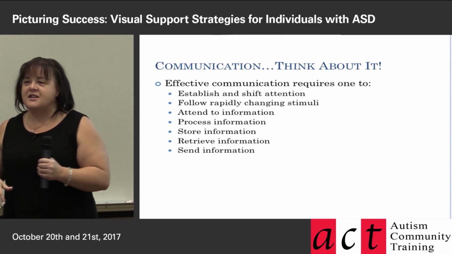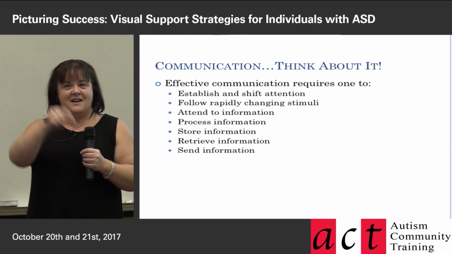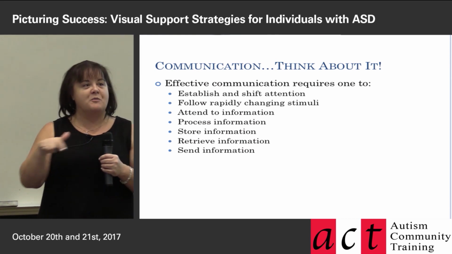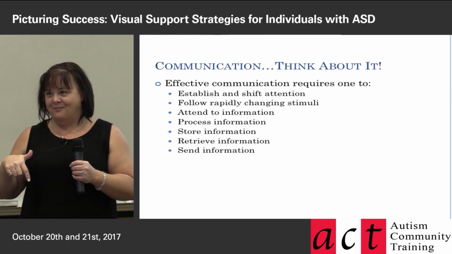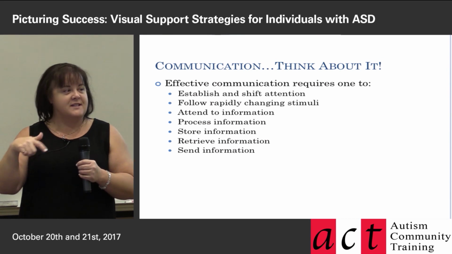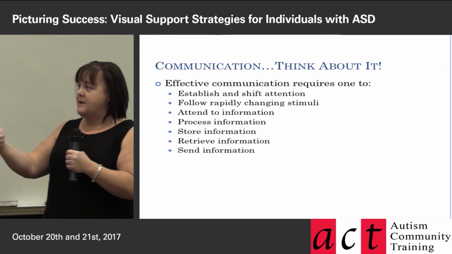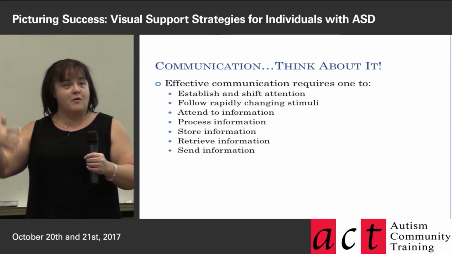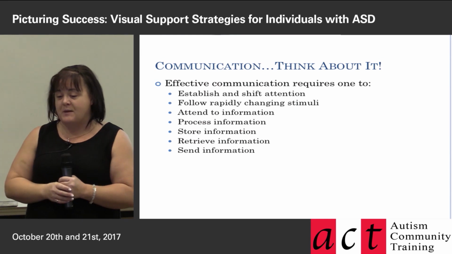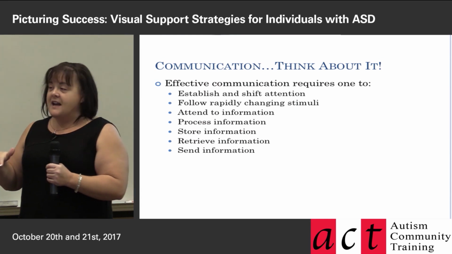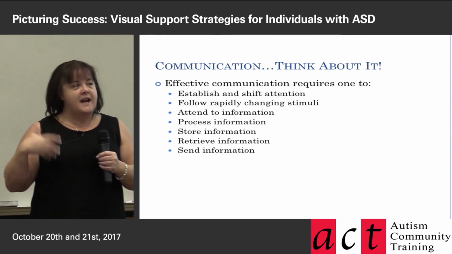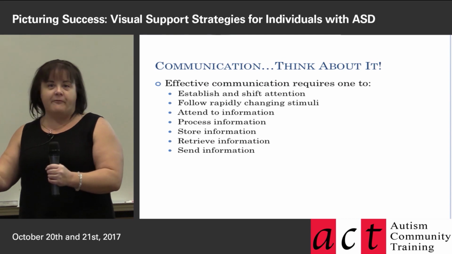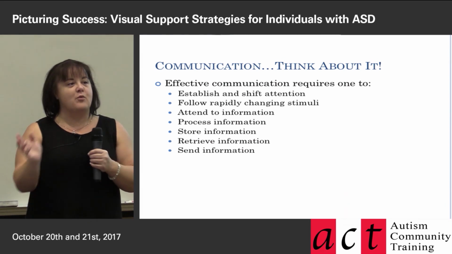Think about this for kids in classroom settings and what happens there. Conversation bounces around all over the place. Think about group conversations, say around the dinner table or with friends. Conversation bounces. One of the things we know is that to be an effective communicator, you have to be able to shift your attention from one thing to another, and that's a real challenge for lots of people with autism. You have to pay attention to stimuli that change rapidly all the time, and you need to pay attention to the relevant information and not the irrelevant information.